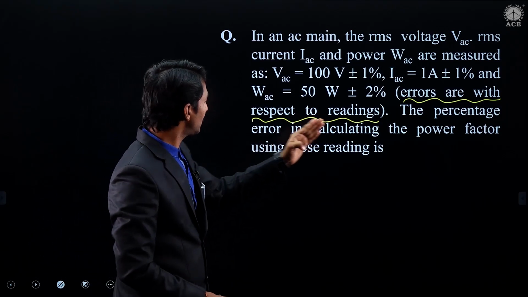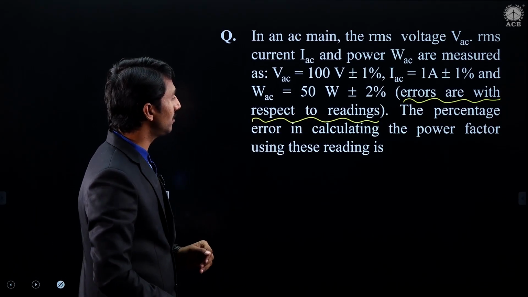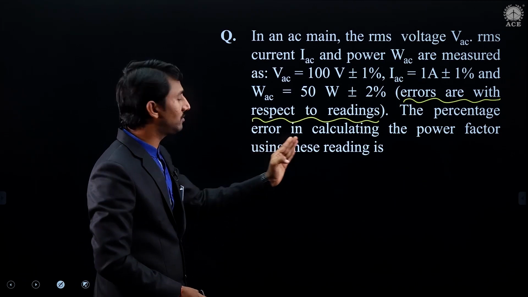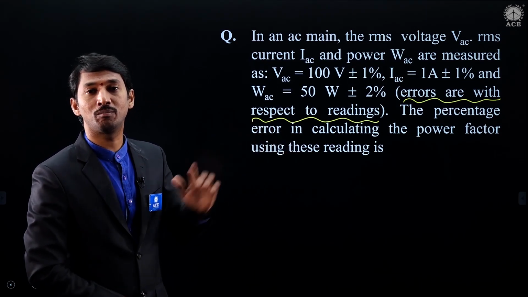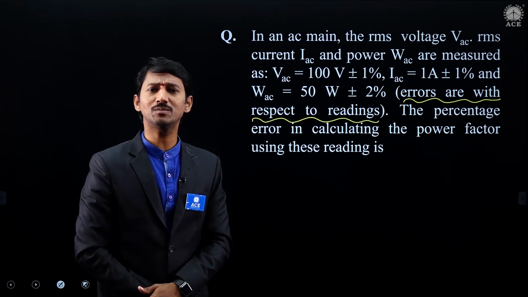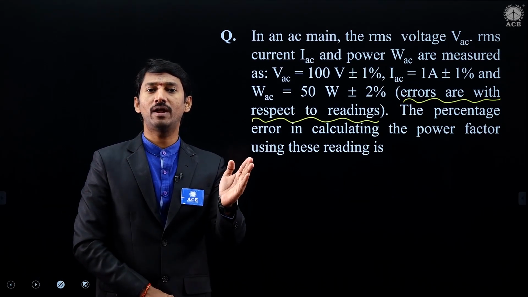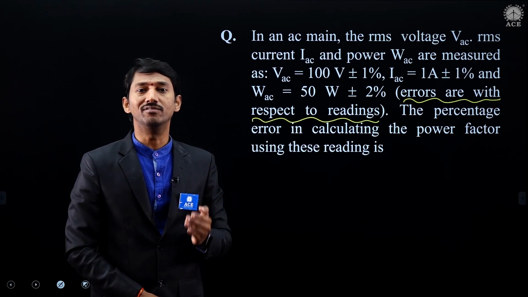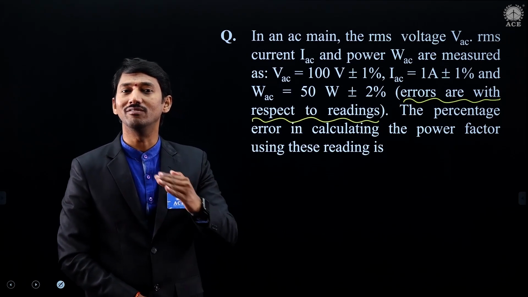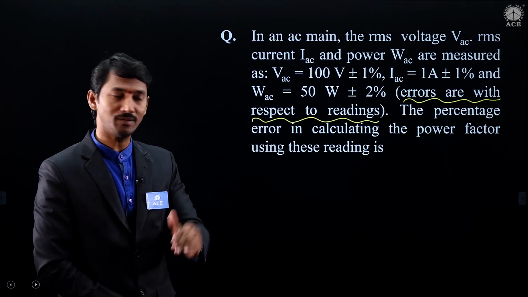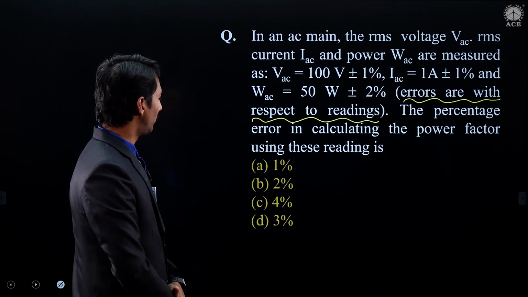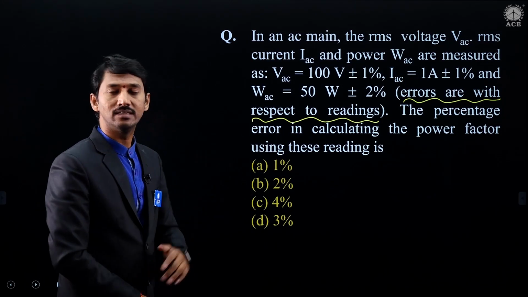The percentage error in calculating the power factor using these readings. So what is he asking? What is the error in the power factor? What is the power factor formula? Power factor equals W by VI, nothing but W equals VI cos phi. So from that we can calculate the power factor. Here the options are 1%, 2%, 4%, 3%.